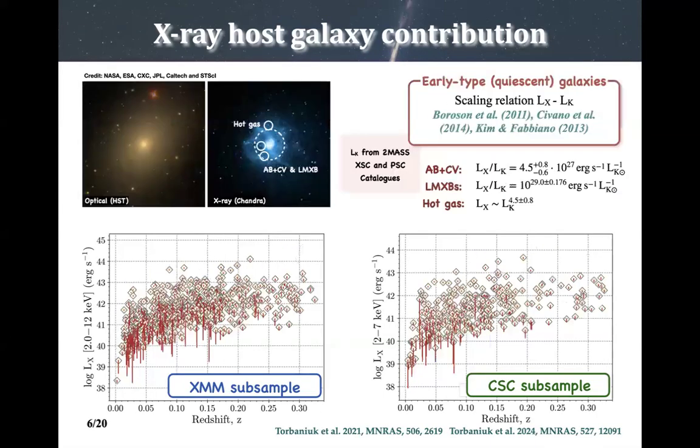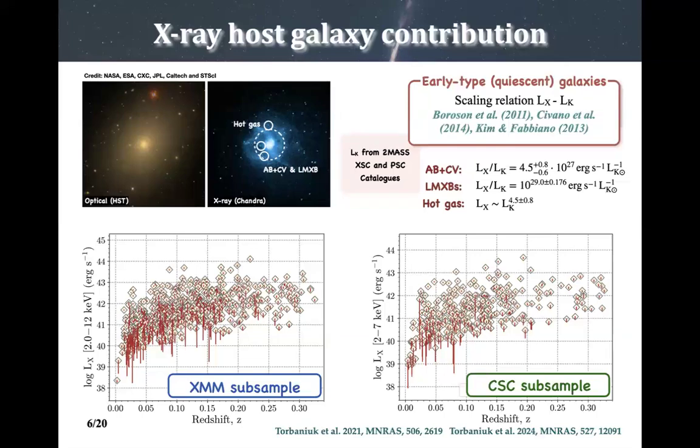And the same was done for quiescent ones, but in the case of quiescent ones, we are using an absolutely different scaling relation, because the population of X-ray emitters in quiescent or elliptical galaxies is quite different from star-forming galaxies. In star-forming galaxies, we usually have two populations of X-ray binaries, while in ellipticals, we usually have just low mass X-ray binaries. And then we have a fraction of hot gas, which could also emit in X-ray.